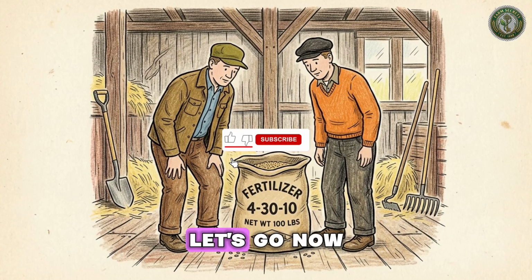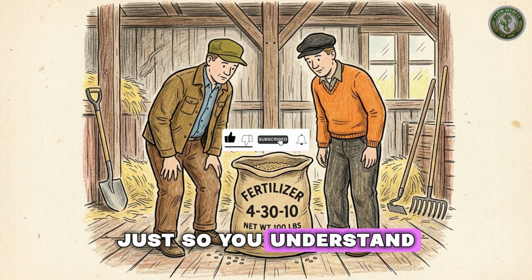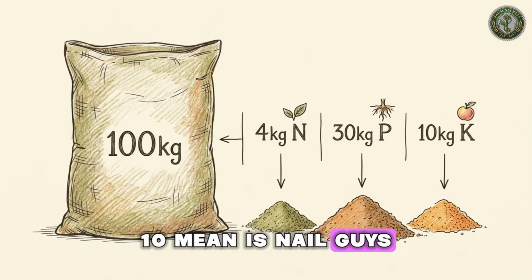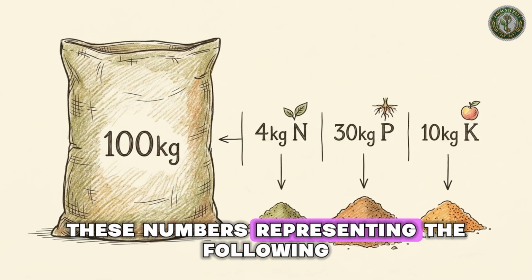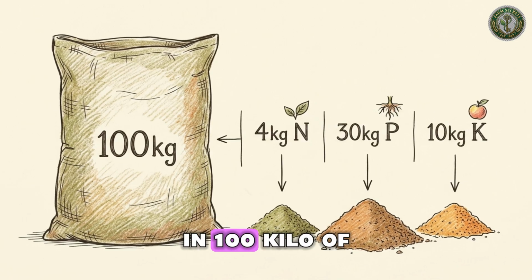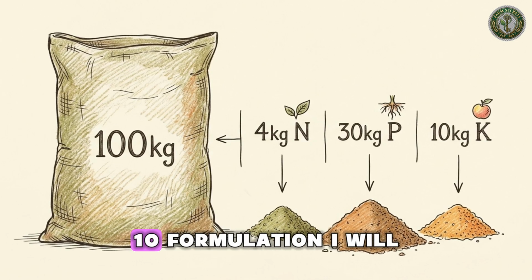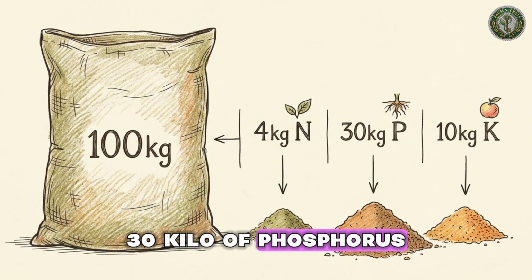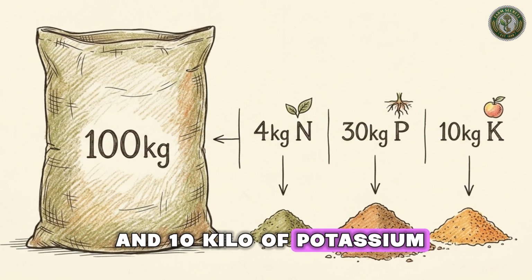Got it? Now just so you understand, what does this 4-30-10 mean? Guys, these numbers represent the following. In 100 kilograms of this 4-30-10 formulation, I will have 4 kilograms of N, 30 kilograms of phosphorus, and 10 kilograms of potassium.